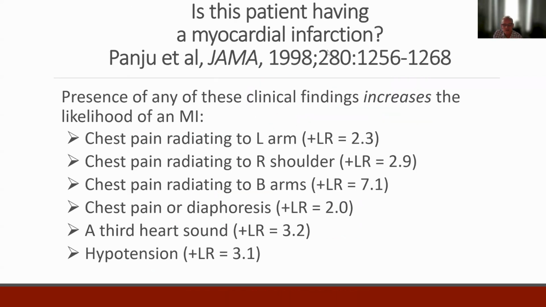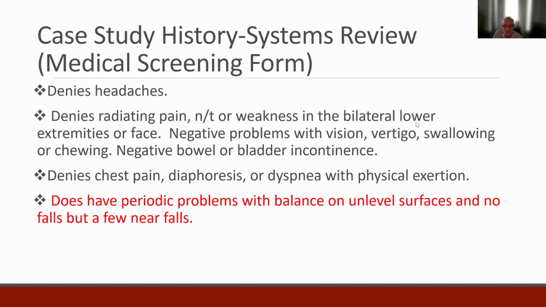So this is right out of JAMA. It's an old article, but very classic, and also not just classic, but it's been seen in a lot of different studies. But you can see, when you're starting to talk about radiating pain into the arms, especially if it's bilateral, that really speaks volumes about heart, right? Okay. So this patient did not have that.